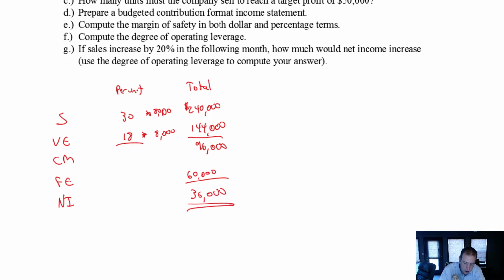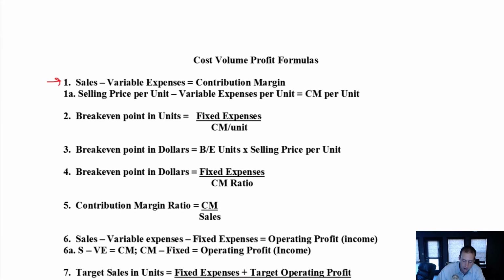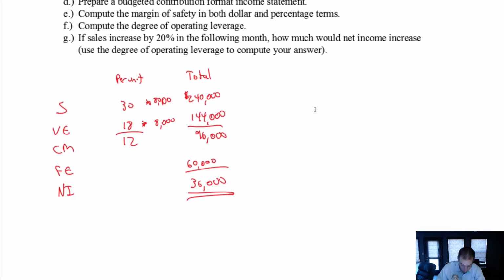We can also figure out a CM per unit. 30 minus 18 is 12. And if you look at formula 1A, selling price per unit, that's $30. Variable expenses per unit is 18. So 30 minus 18 is 12. So that is indeed true. So we actually were able to fill out our whole chart. Some questions you're not able to fill out this whole chart at the start, but this one we were. So good for us.